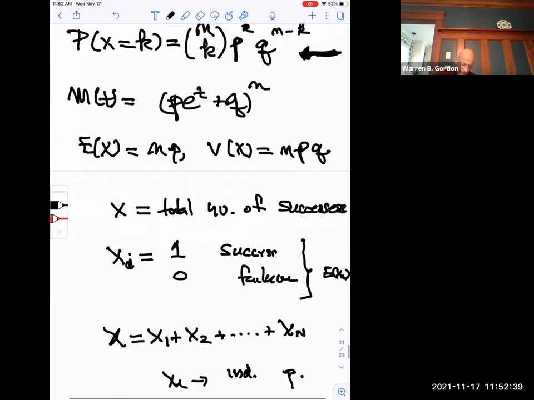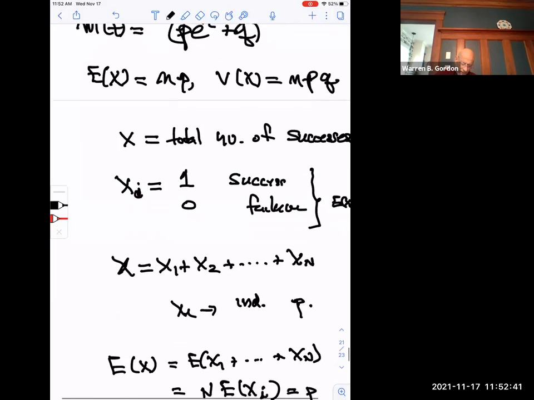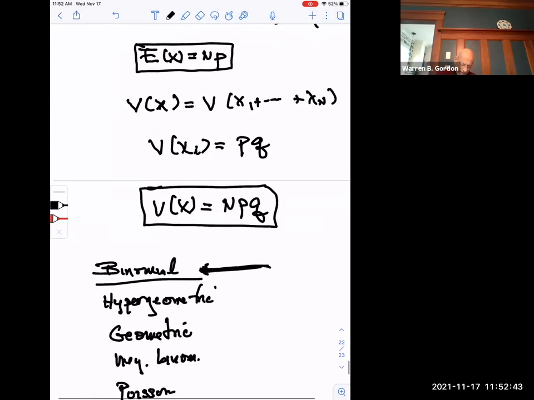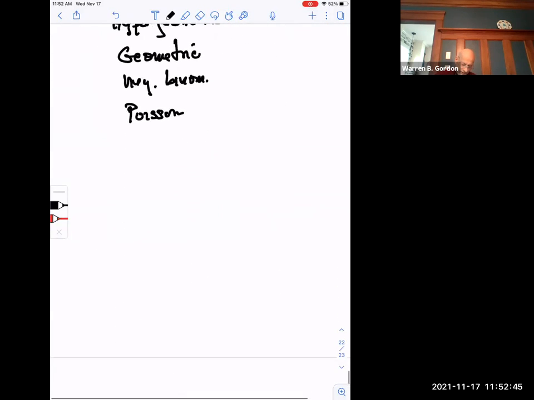Okay, it's a moment generating function, its mean and its variance. We're going to do the same kind of analysis for the other distributions as well.